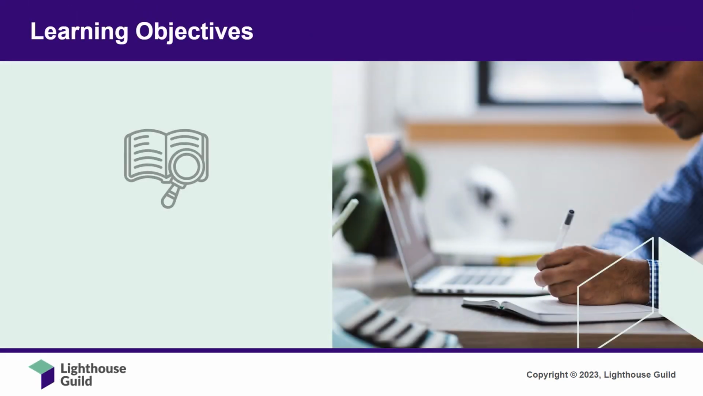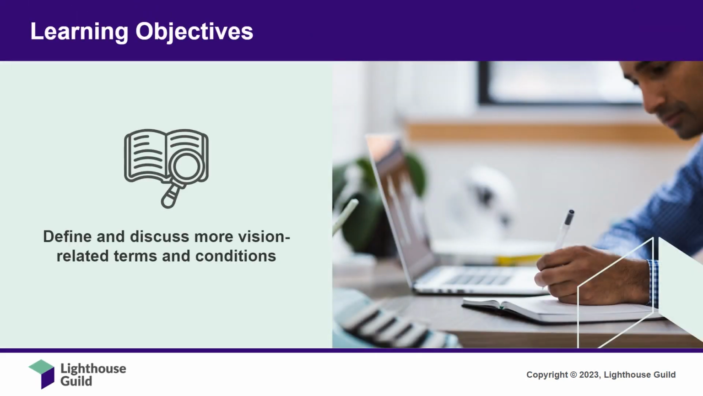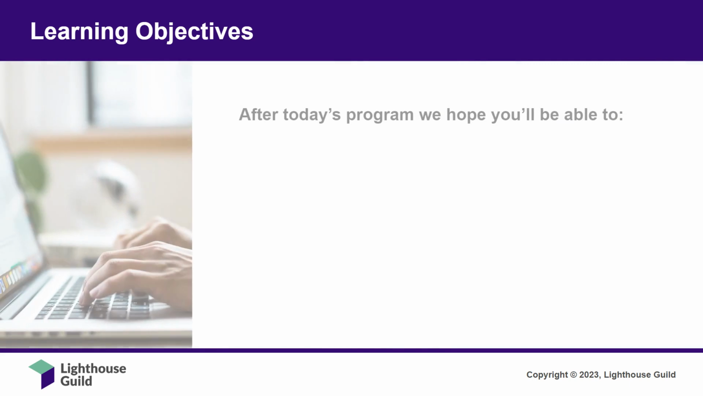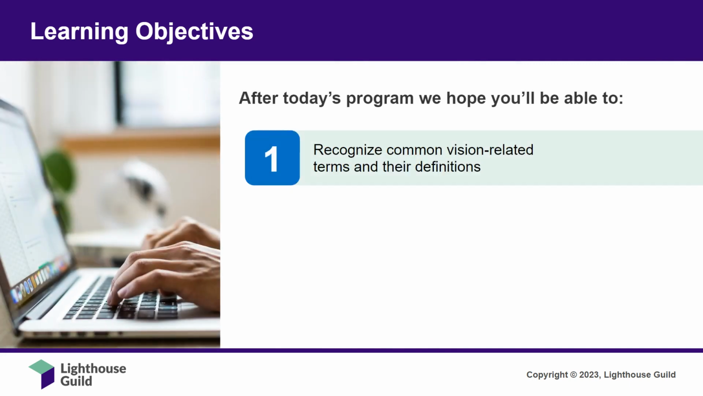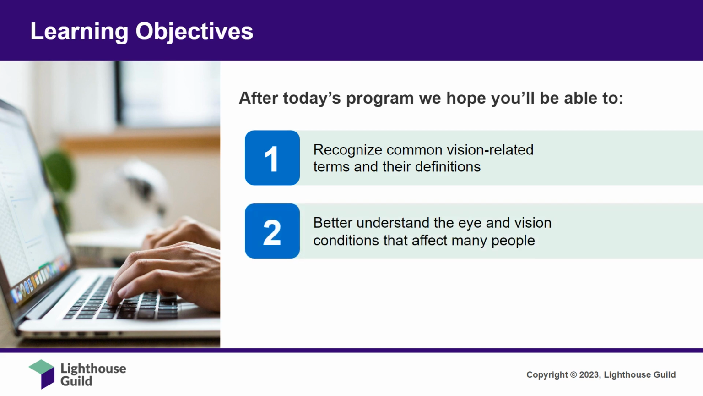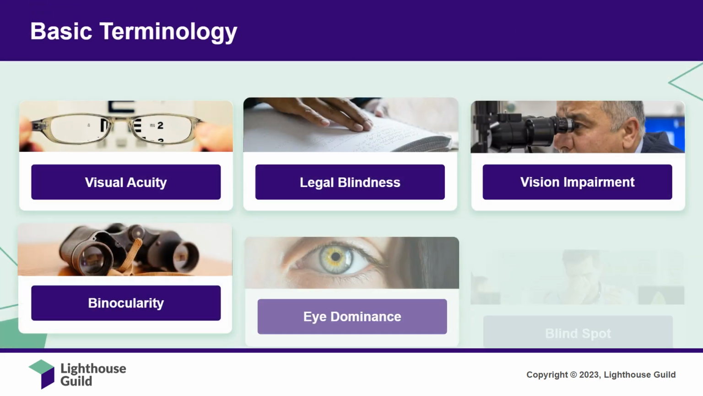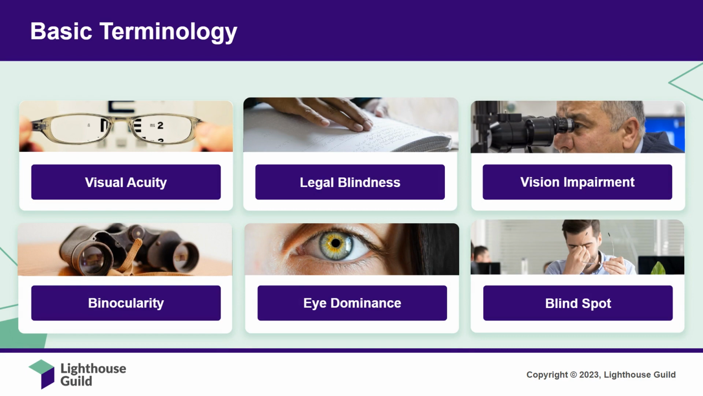In this program, we'll define and discuss more vision-related terms and conditions, some that you may be familiar with and others that may be new to you. After today's program, we hope that you will be able to recognize common vision-related terms and their definitions, and better understand the eye and vision conditions that affect many people. We'll start with some basic terms that define how vision is measured and some interesting details about how our eyes work.